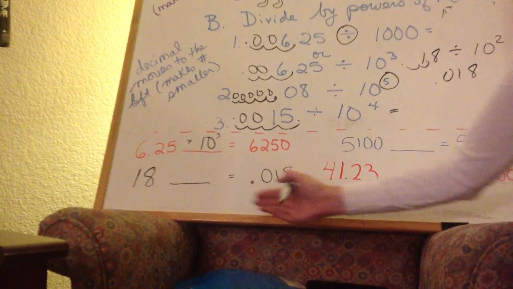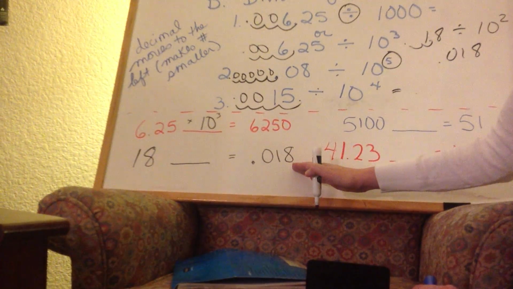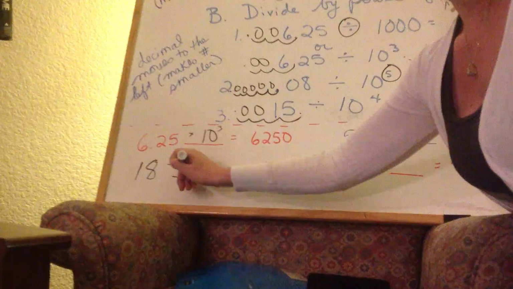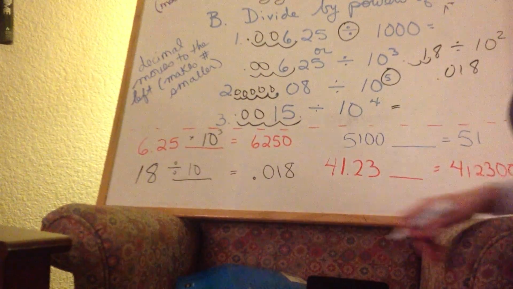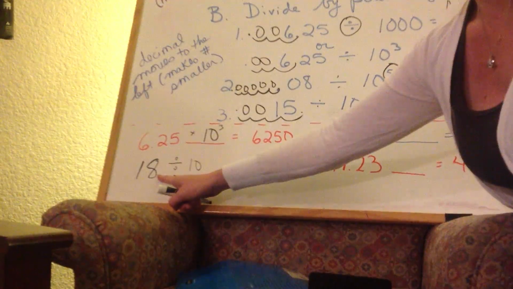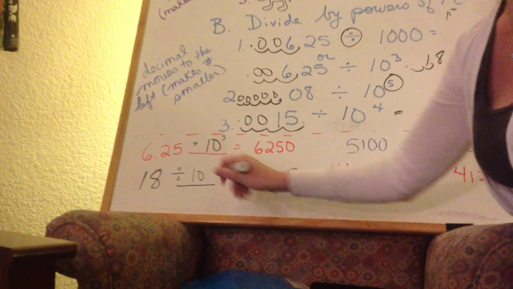Let's look at this one. I had an 18, and now I have an 18 thousandths. My number definitely got smaller, so I know I divided by a power of 10. Well, how much did I divide it by? Well, let's count. My decimal was here, because I don't see it, and now it's been moved. 1, 2, 3 places.